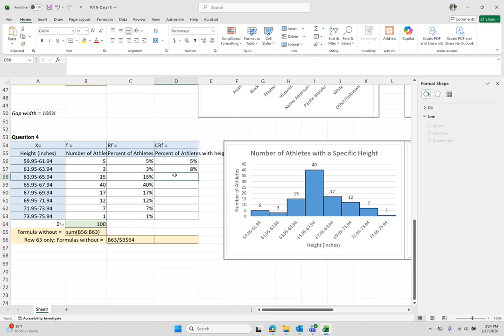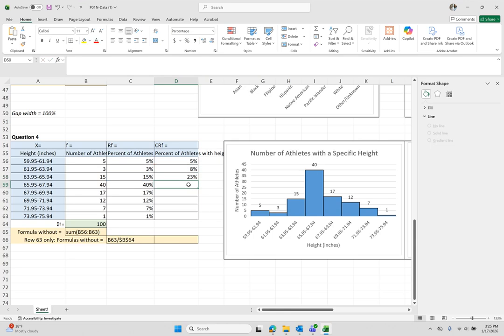To find the next cumulative relative frequency, we will be looking for athletes who have height 65.94 or less inches, and therefore I want the 15% and the 3% and the 5%. To find that, I will add the 15% to whatever I have already found before, this 8% right above me. And if you notice here, this is a pattern.